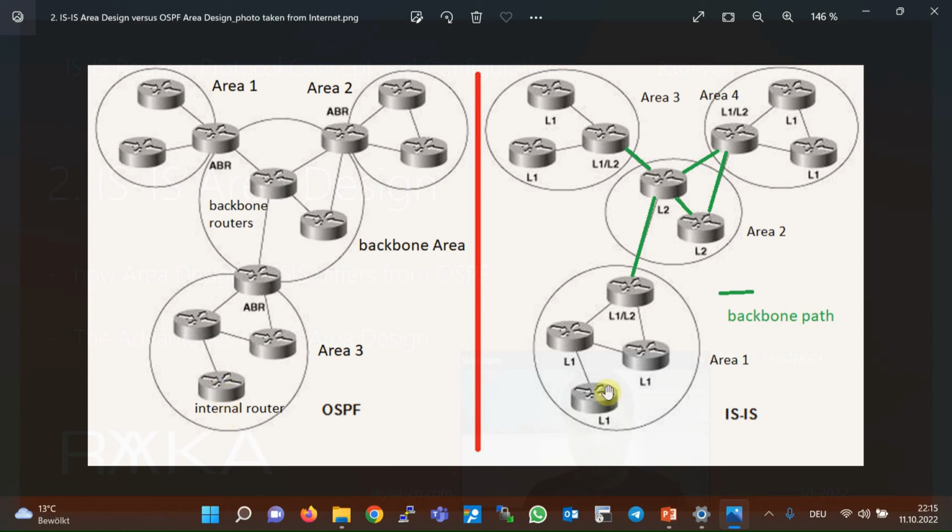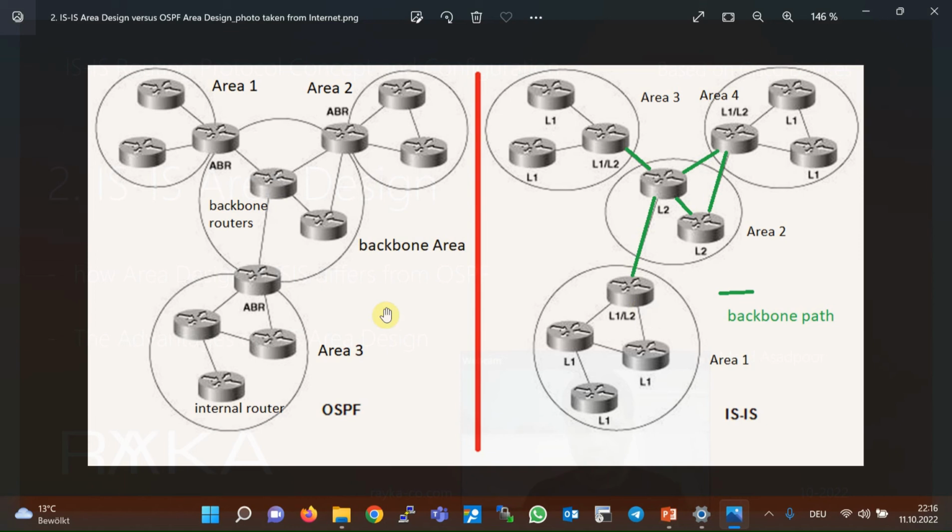In IS-IS, we call internal routers of an area level 1 or L1 routers. In OSPF, we call routers of the backbone area the backbone routers. But in IS-IS, we call the routers existing in the backbone path L2 or level 2 routers. In OSPF, ABR routers is the border of normal areas with the backbone area. In IS-IS, we call the routers that are connected to level 1 routers from one side and to the backbone path from the other side level 1, level 2 routers.